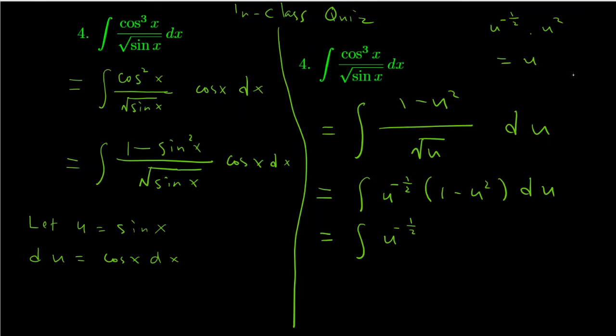The property I'm talking about is a to the power of m times a to the power of n is equal to a to the power of m plus n. Remember that? It should be 3 over 2, I believe. 3 over 2, right? I think 3 over 2 is right.